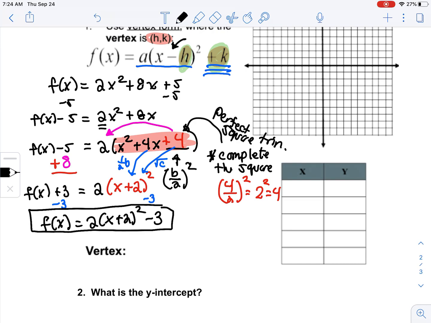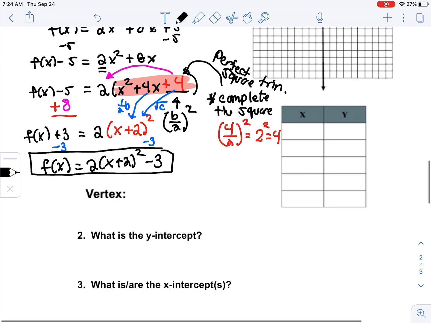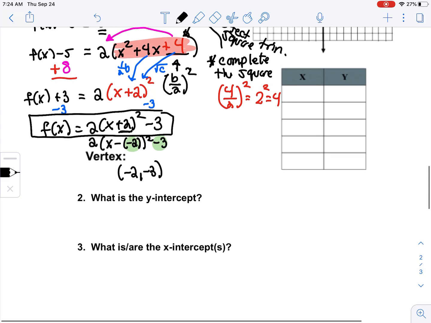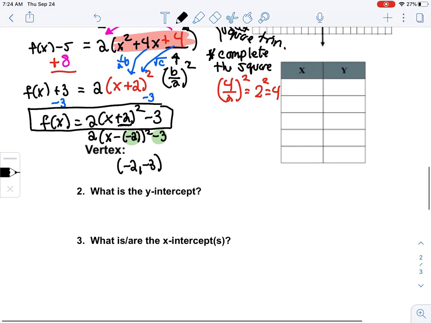But remember that in vertex form, the h value is subtracted from x. So if we see an equation like this one, where the h value is added, you need to think of it as a subtraction problem. Instead of x plus 2, think of it as x minus negative 2. Therefore, our h value is negative 2, and our k value is negative 3. So we've got a vertex, negative 2, negative 3.